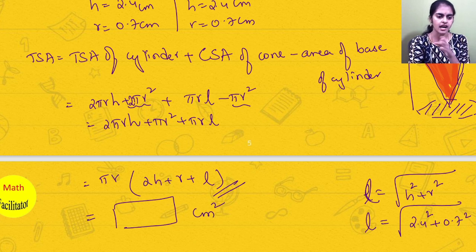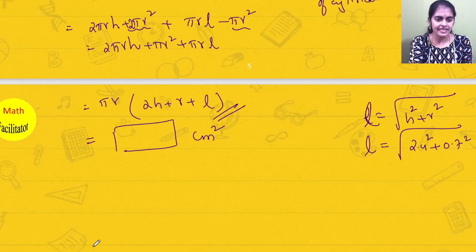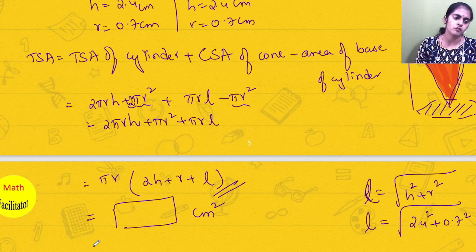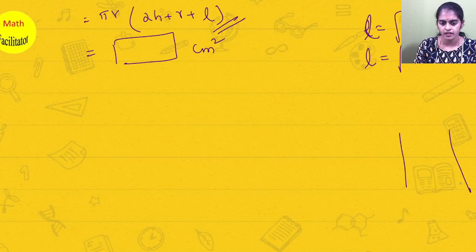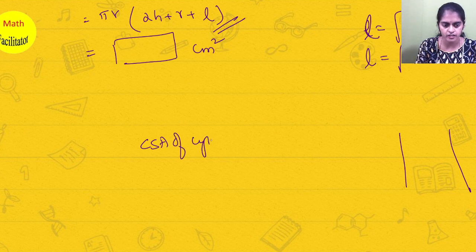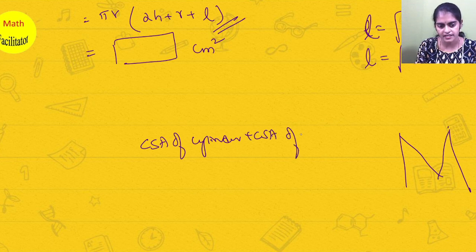Okay, so pi r (2h plus r plus L). Substitute these values. All the values are here. Okay, you can also do it this way. One more formula you can take directly, see here. You can write CSA of the cylinder. You can directly take CSA of the cylinder, only the curved surface of the cylinder. To this you are adding CSA of the cone.